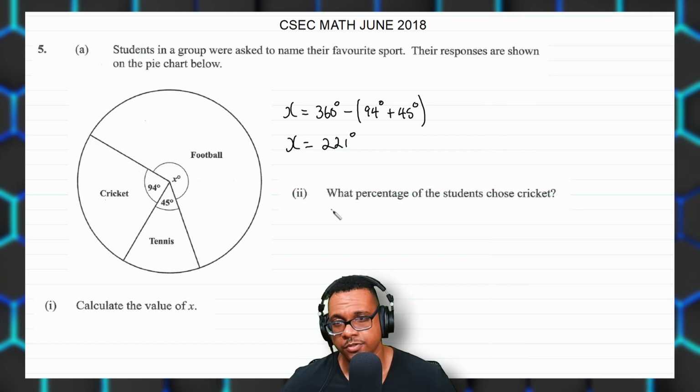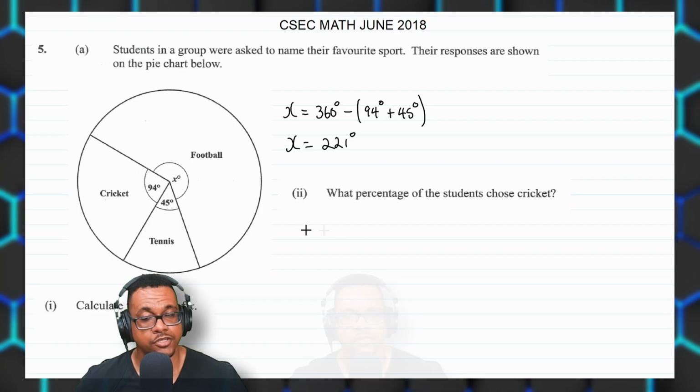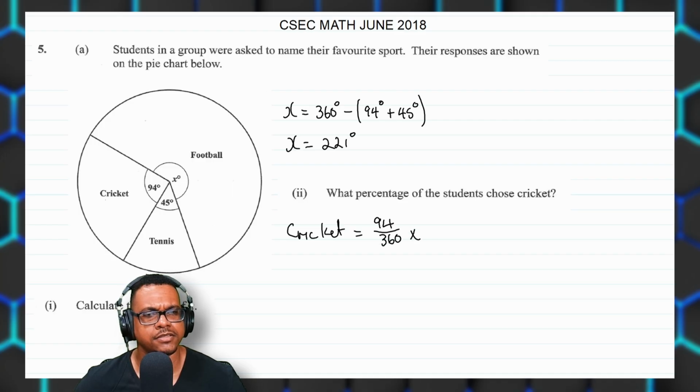Now for part 2, they ask, what percentage of students chose cricket? Now, cricket is 94 degrees out of 360 degrees. So if you want to get that as a percentage, we just have to take that same fraction, 94 over 360, and multiply it by 100. So I'm going to write cricket is equal to 94 over 360 multiplied by 100.